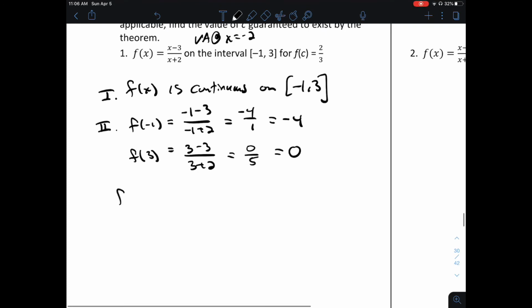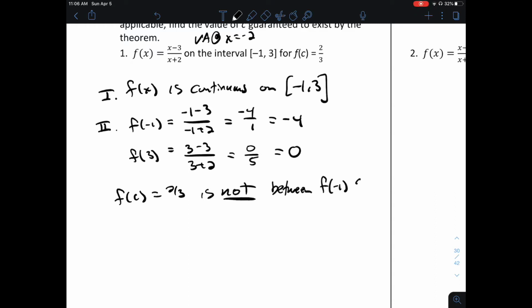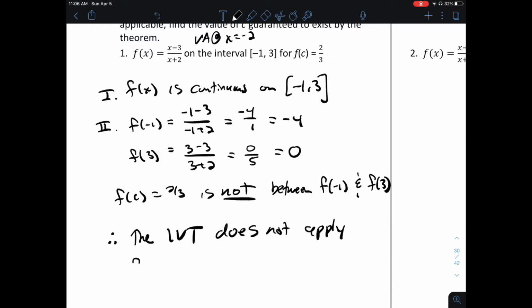So we would say f of c, which is 2/3, is not between f of -1 and f of 3. Conclusion, the intermediate value theorem does not apply for f of c equals 2/3 on the interval from -1 to 3.